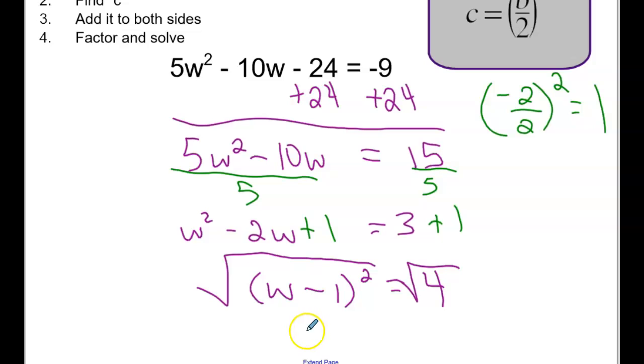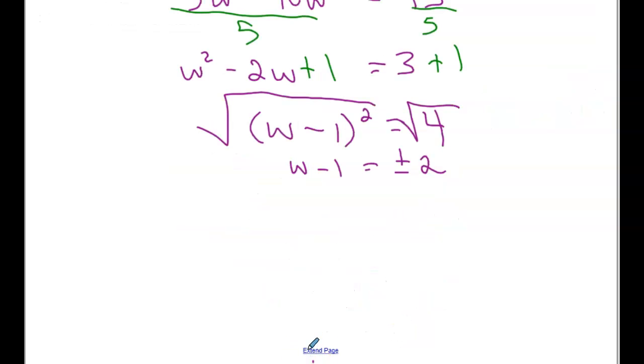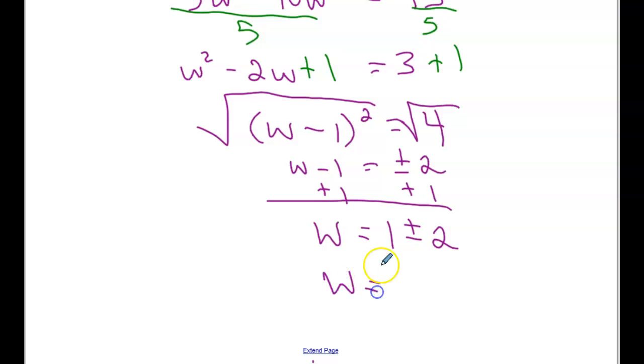W minus 1 is equal to positive or negative 2. I'm going to add 1 to both sides. W is equal to 1 plus or minus 2. So W is equal to 1 plus 2, which is 3. W is equal to 1 minus 2, negative 1.